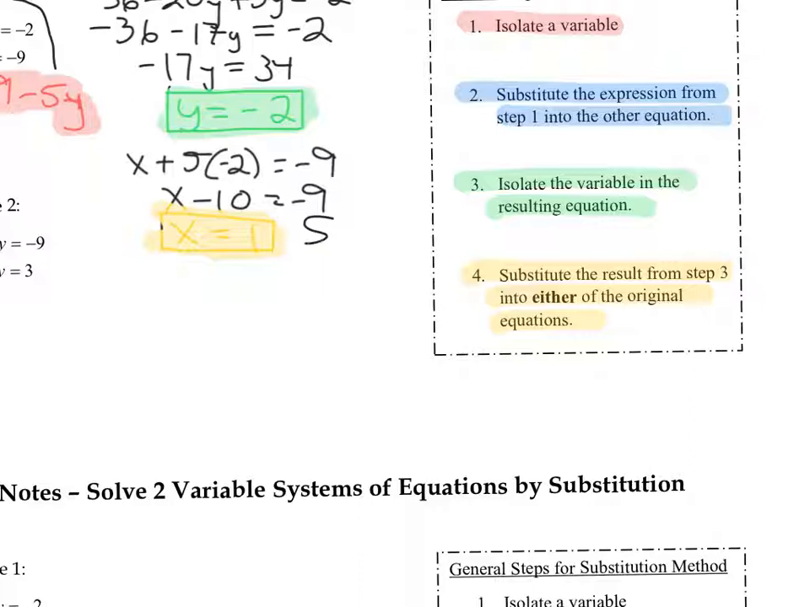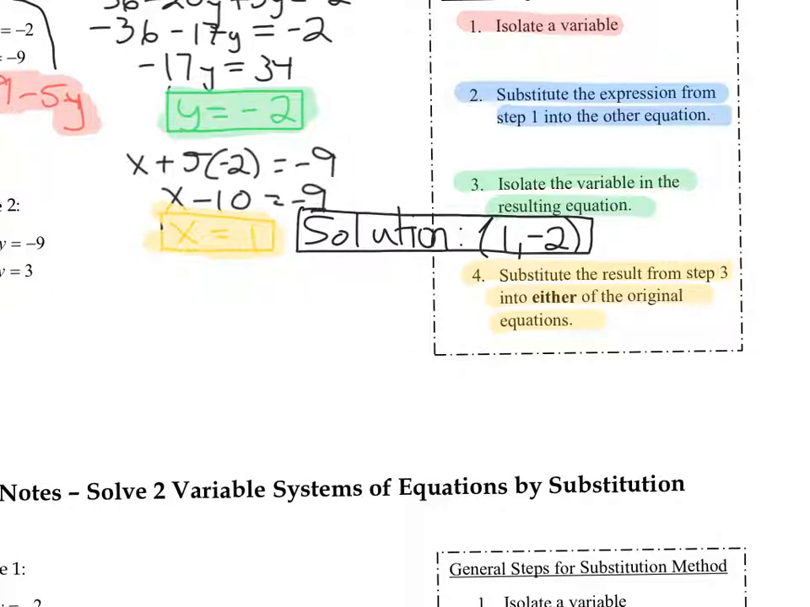So the solution, and I know I'm kind of writing it off into this little bit right here, but bear with me, is going to be 1 comma negative 2. And hopefully you can make that a little bit prettier on your end, in your notes. But boom. That is going to be the answer.